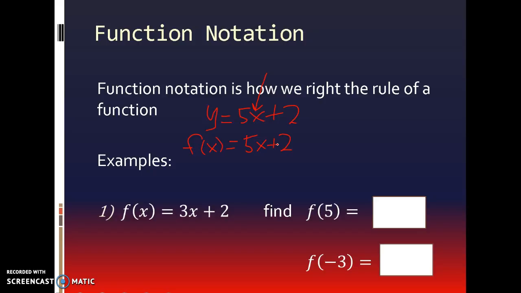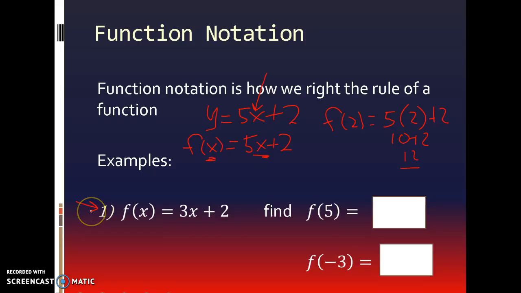The reason we do that is because whenever we want to find a specific value, like let's say we want to find f of 2, what we're going to do is just replace the x with a 2. And so it'll be 5 times 2 plus 2. Then 5 times 2 is 10, 10 plus 2 is 12. And so f of 2 is equal to 12. So let's take a look at this example.